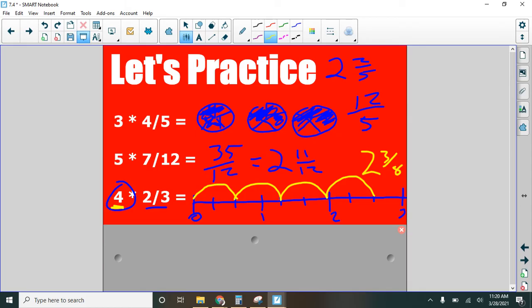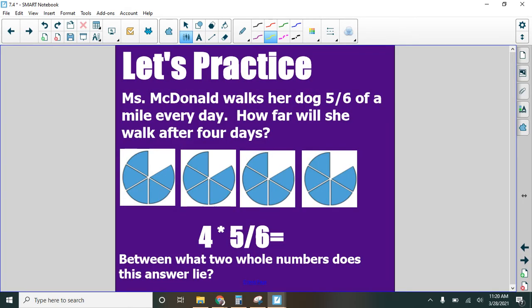A little more practice, but this time with a problem like this. Mrs. McDonald walks her dog 5/6 of a mile every day. How far will she walk after 4 days? You see the picture there. You can use that to help you. First, tell me the answer. What is 4 times 5/6?